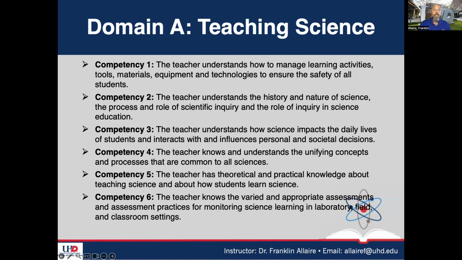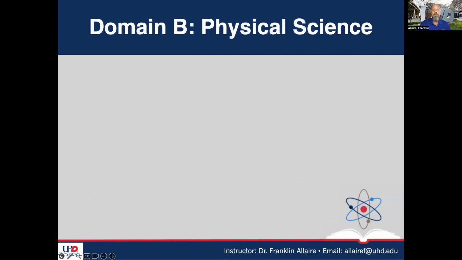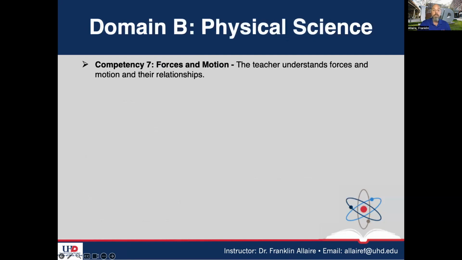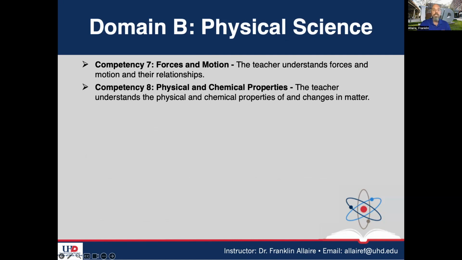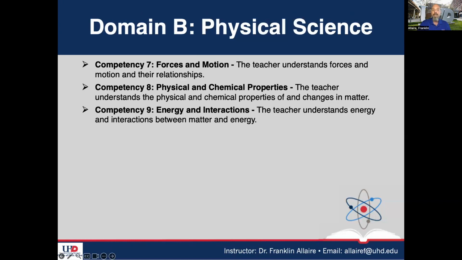From here, we get into the science content, starting with Domain B, physical science. Competency 7 says the teacher understands forces and motion and their relationships. Competency 8 says the teacher understands the physical and chemical properties of and changes in matter. Competency 9 says the teacher understands energy and the interactions between matter and energy.